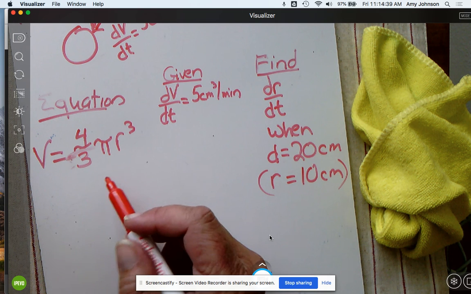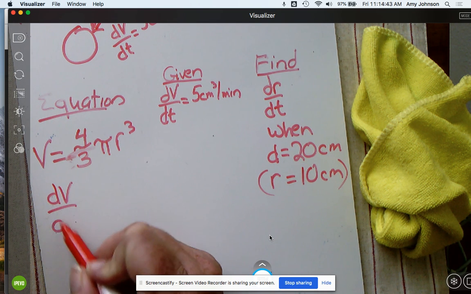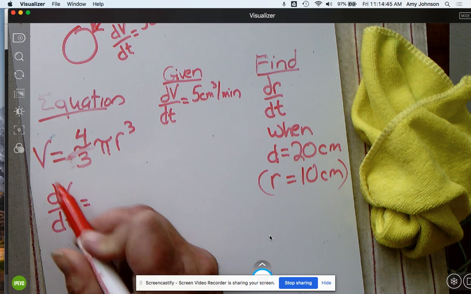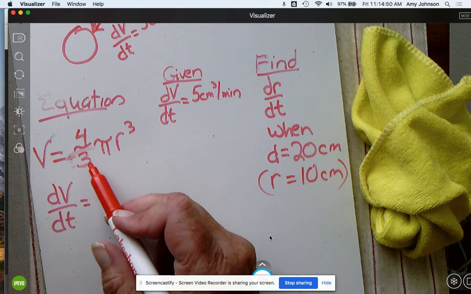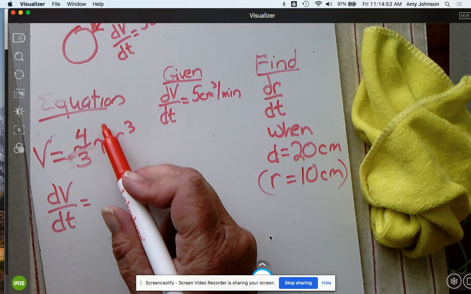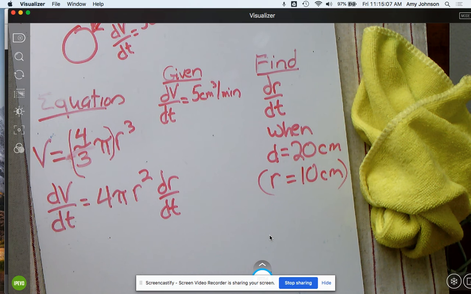So we're going to take a derivative. If you were in class or watched last class's video, you know that we're just going to do dV/dt, using implicit differentiation. 4/3 pi is a constant, I mean a coefficient. So 3 times 4/3 pi gives me 4 pi, and then r squared dr/dt. Right, so that's my derivative.